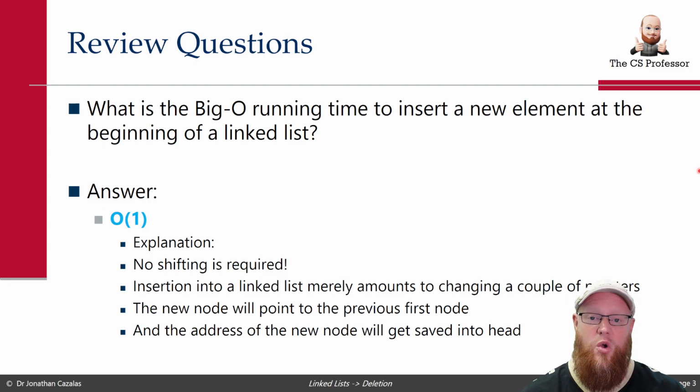No shifting is required. In fact, all we do is we change a couple of pointers of addresses as we have seen, right? This new node that's going to go to the beginning, it's going to point to the previous first node, and then the head is going to store the address of this new node. So effectively, two addresses are saved or changed, and that's it. No shifting, constant time, which we call O of 1. It doesn't mean it takes 1 unit of time. It just means that it's a small amount of work. It's a constant amount of work required.